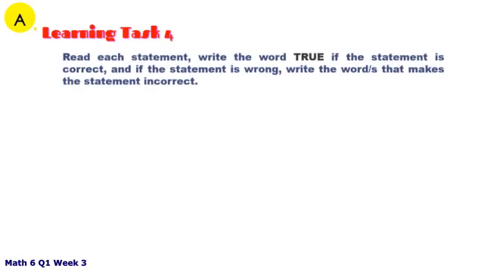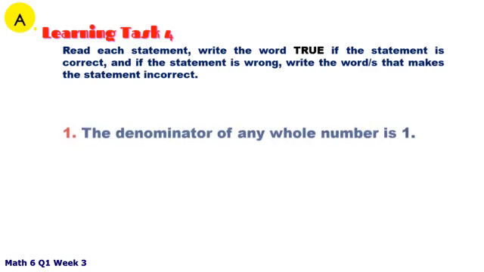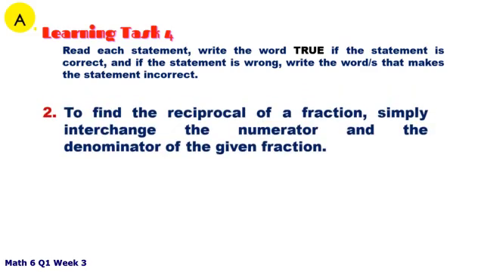Learning task 4. Read each statement. Write the word true if the statement is correct. And if the statement is wrong, write the words that make the statement incorrect. Number 1. The denominator of any whole number is 1. To find the reciprocal of a fraction, simply interchange the numerator and the denominator of the given fraction.